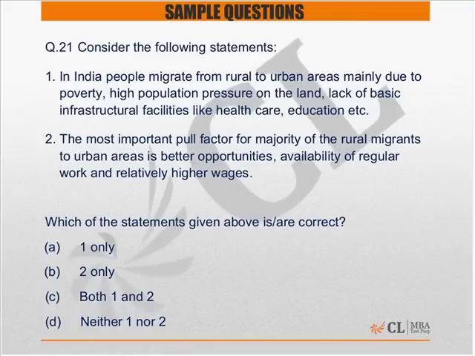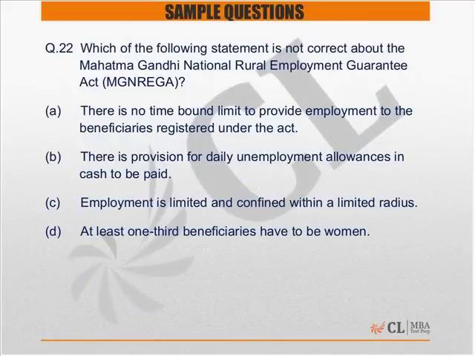Statement 2 is, the most important pull factor for the majority of rural migrants to urban areas is better opportunities, availability of regular work and relatively higher wages. Both statements are correct. Just read, and using your intuition and common sense, you will find that both statements are correct. No factual information, just a concept: the concept of migration, the reasons for migration, and how population and demography change or alter by the process of migration. Migration is quite an important phenomenon of geography, population and demography. Okay, friends, option C, both are correct here.